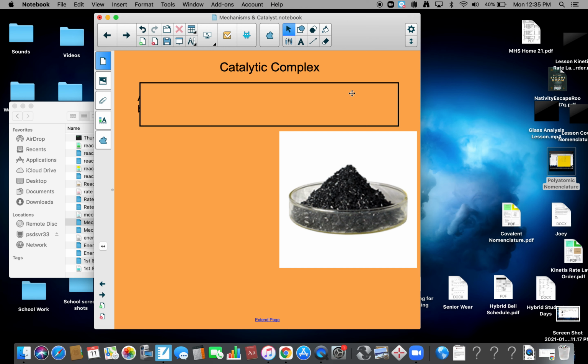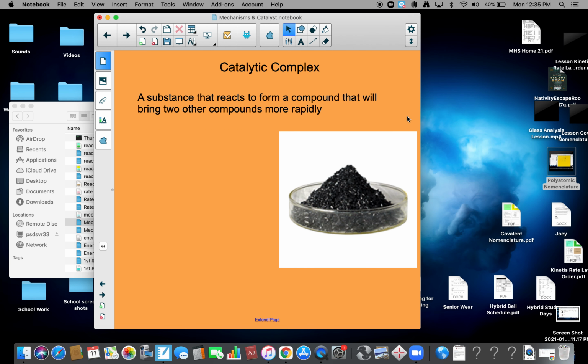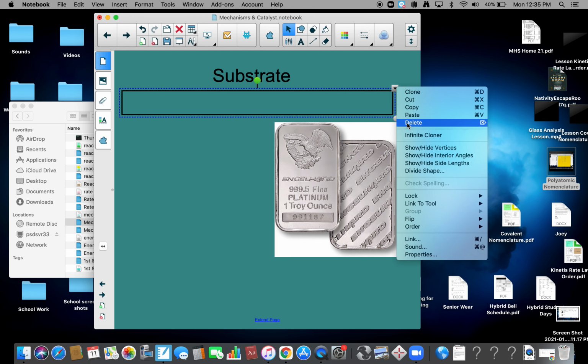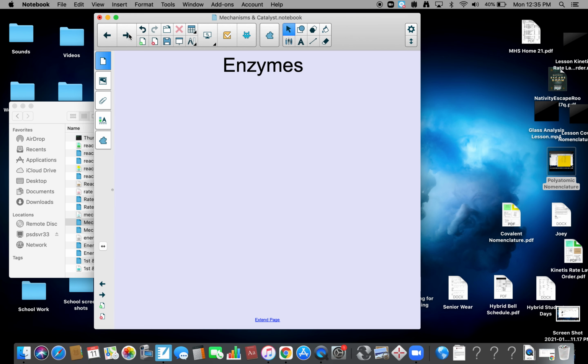All right, lastly then, there are two ways we can do complex catalysis. First is a catalytic complex, which is a substance that reacts to form a compound that will bring the two compounds together more rapidly. I've got a video here. I'll show you in class. The second is a substrate. A substrate is defined as a substance on which a reaction takes place. Again, this is a video. We'll show this in class. An example of a substrate will be an enzyme. We'll talk about this in class as well.